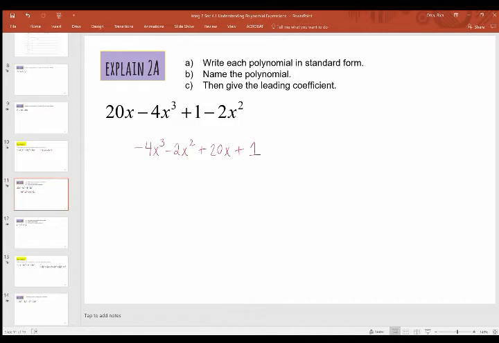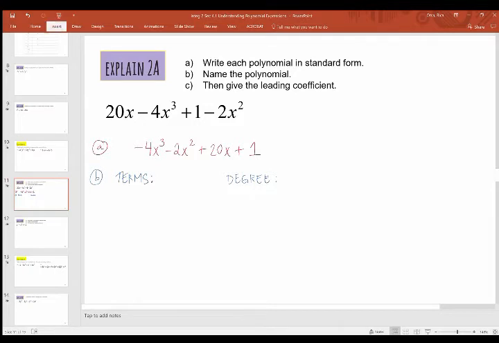Okay, so we rewrote the polynomial in standard form. We've satisfied part A. Now we need to name the polynomial. How do you name a polynomial? It all depends on two things: the number of terms that make up the expression and the degree of the polynomial. The degree is going to be the largest exponent in the polynomial.